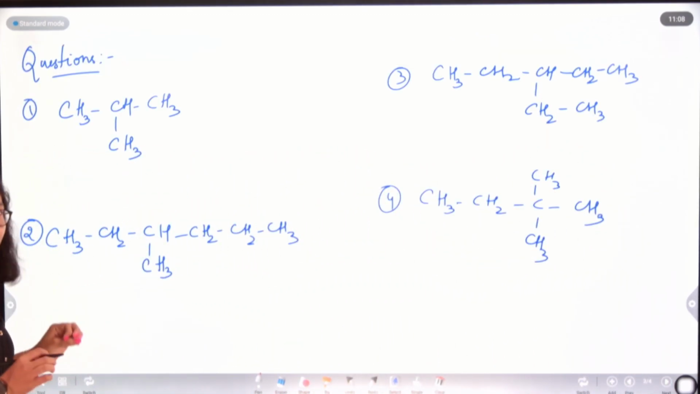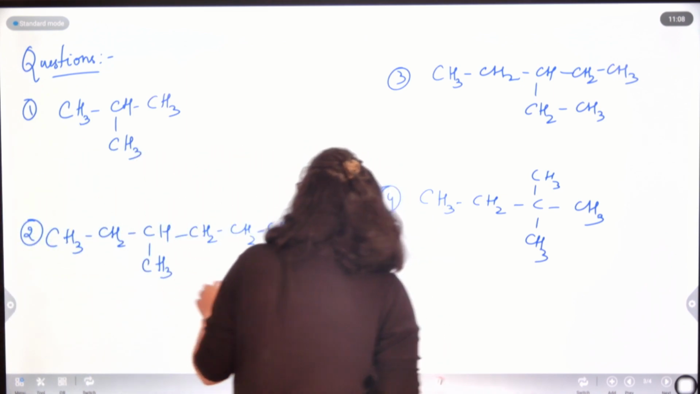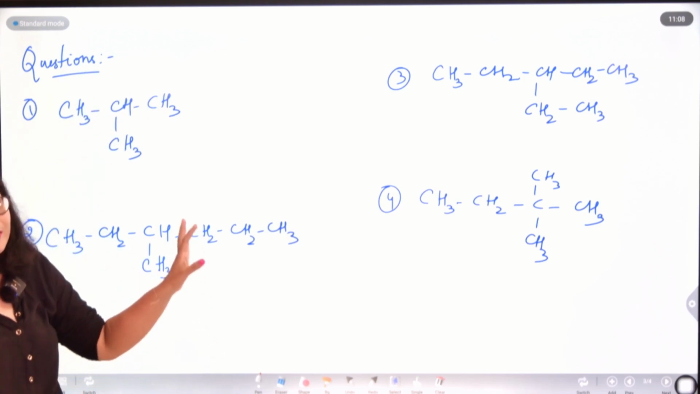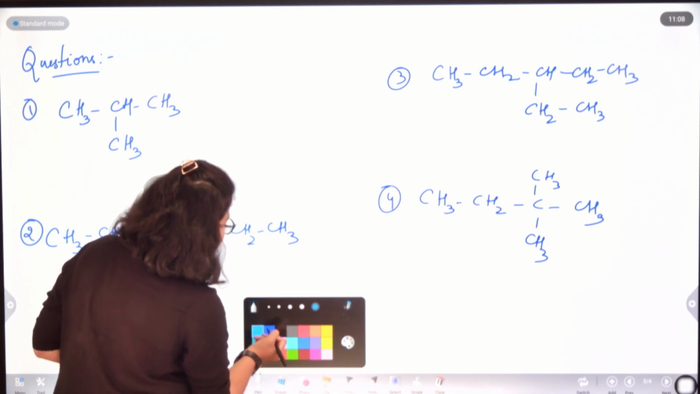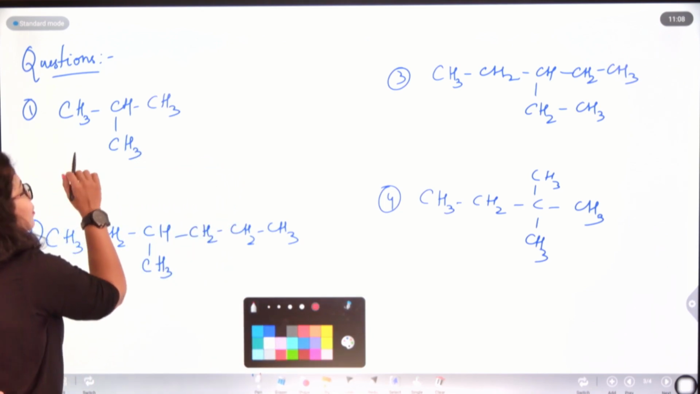After solving these examples, I'm pretty sure you'll be clear upon all the rules. Okay. So for the first one, it's the easy one. We'll start from the easy and we'll gradually increase our level. Let me change the color of the pen so that you don't get confused. In the first one, I'm seeing how many carbon atoms?